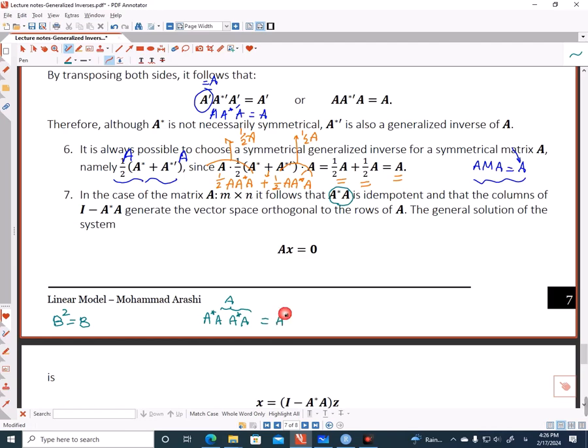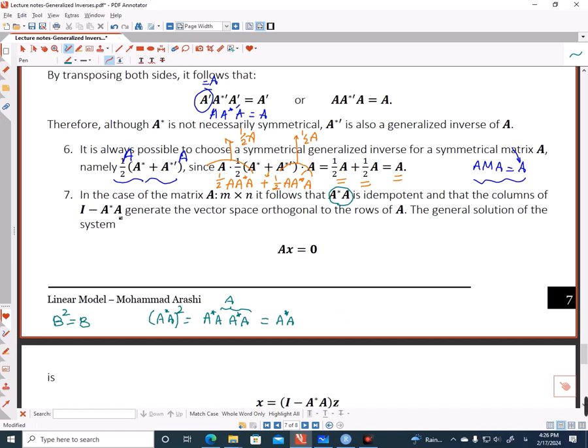So the resultant matrix is equal to A star A, and you will see A star A power 2 is equal to A star A, so it's an idempotent matrix. And the columns of I minus A star A generate a vector space orthogonal to the rows of A. What does it mean? Remember the orthogonality notion. You say two matrices are orthogonal if the inner product is equal to 0.